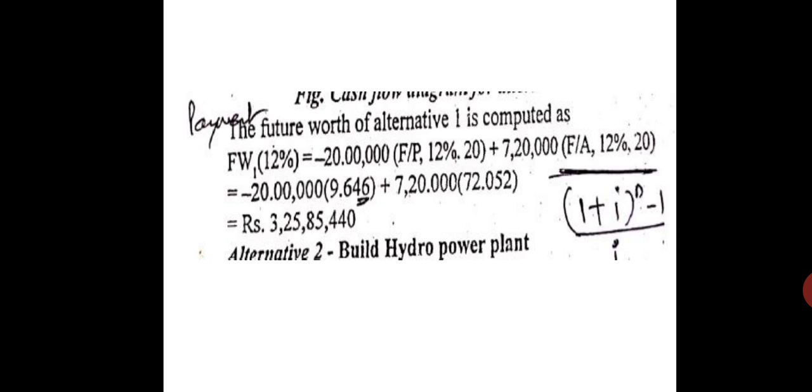You get the values as 9.646 and 72.052. This you multiply with the 20 lakhs and 7 lakh 20,000 rupees. So you get the value as 3 crore 25 lakhs 85,440. Okay. Now how have these factors, 9.646 and 72, come?